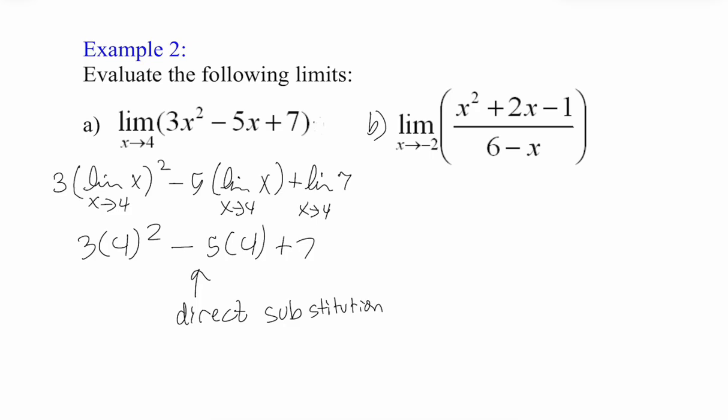We can go through the rigmarole of doing the same thing for B. But why? We can use direct substitution as long as it's in the domain. What is the only value that is not in the domain of that rational function? 6. Are we working with 6? So we don't care. We can use direct substitution.